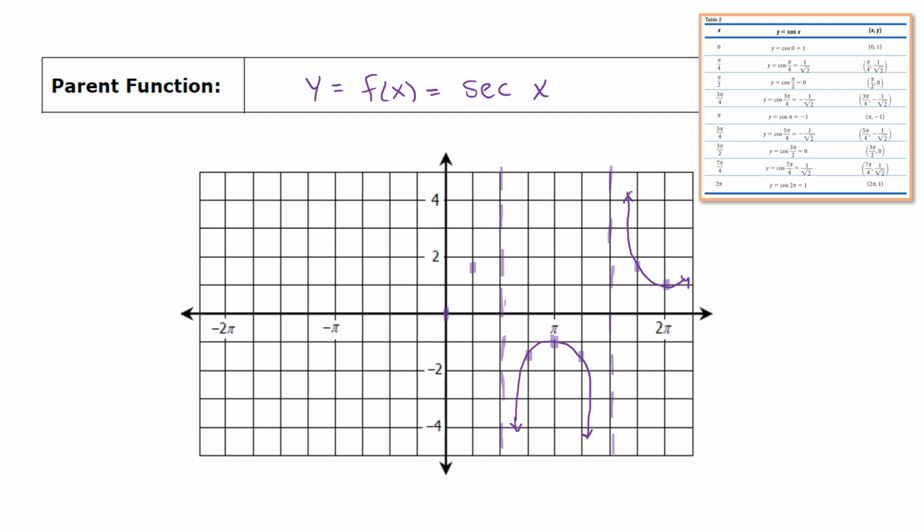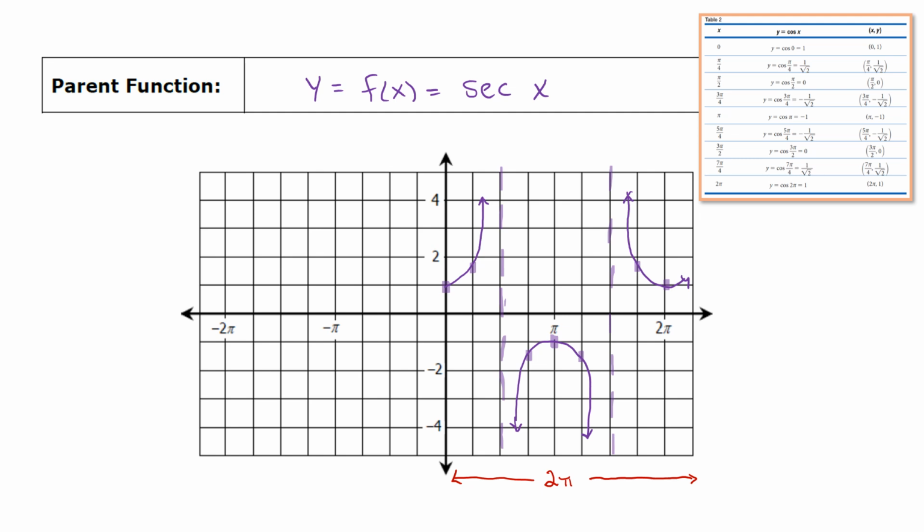Oh, I put this on 0. I should have put this on 1. There we go. All right. So our period here is still 2 pi. Okay. So we can extend this to the left-hand side of our graph.